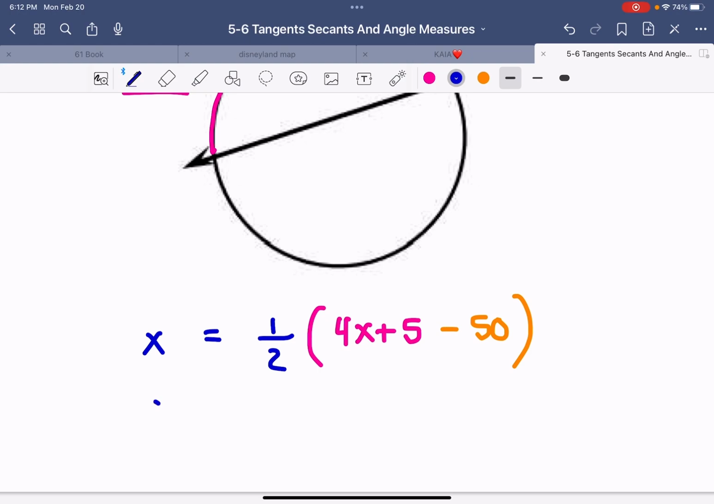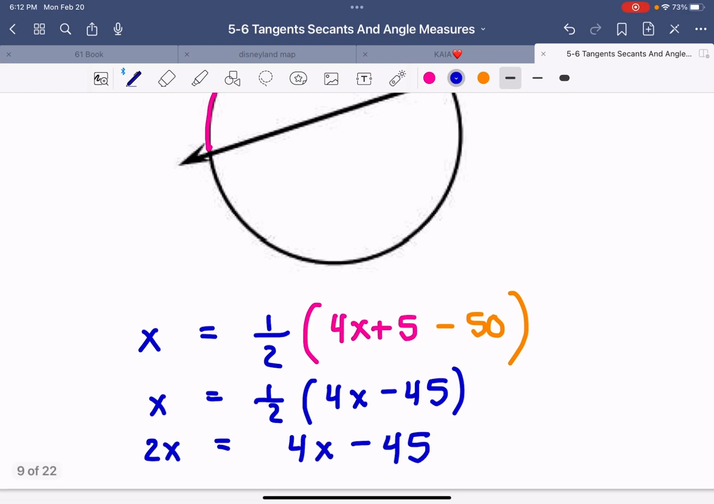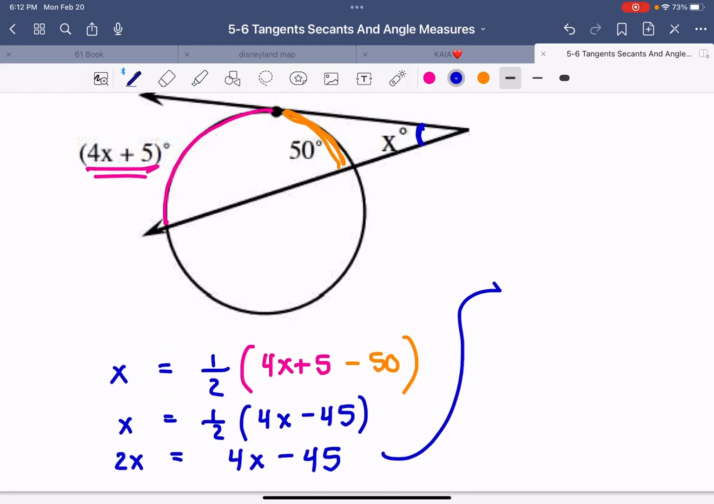So you can take x equals 1/2 of 4x minus 45. You could either distribute, but I don't want to create a decimal. I'm just going to fraction bust and multiply that 2 over to this side. But either way, you'll get the same answer. 4x minus 45. And we'll get 45 equals 2x. So x is 22.5.